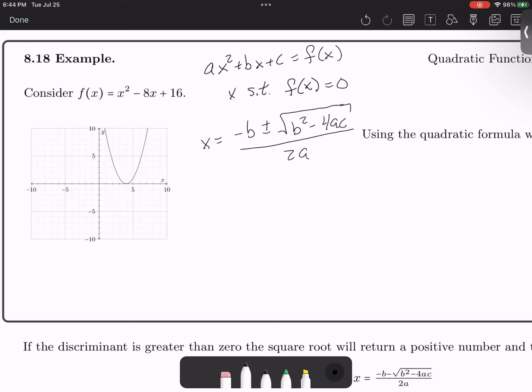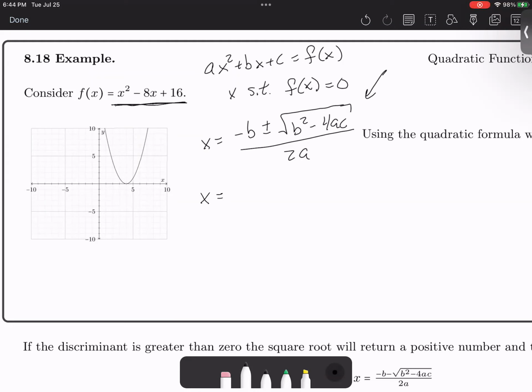Now, it seems kind of ridiculous for me to ask you to memorize that, but you will memorize it just by using it so often. This is a very popular thing to ask for the zeros of quadratic functions because they're so easily solved for, right? I can give you any quadratic function and you can solve for the zeros by using this equation. So let's apply this equation to our example.